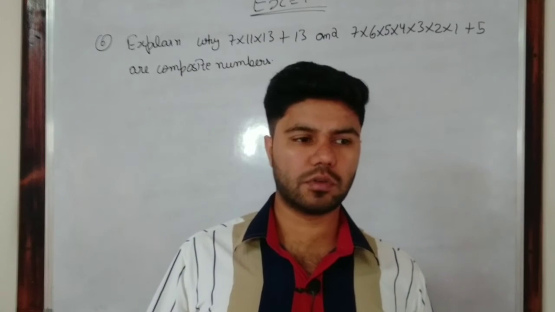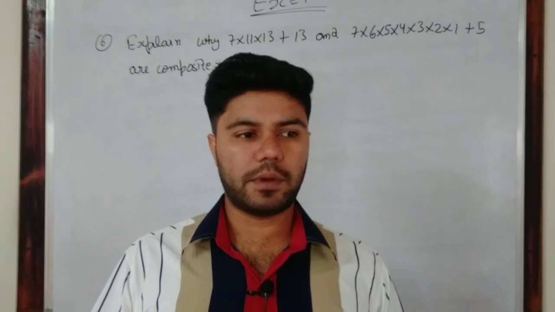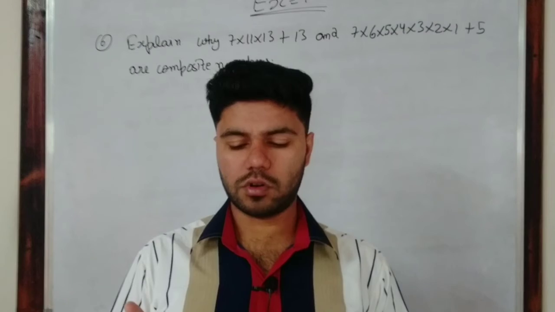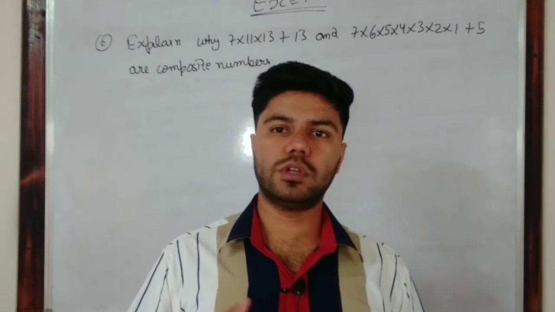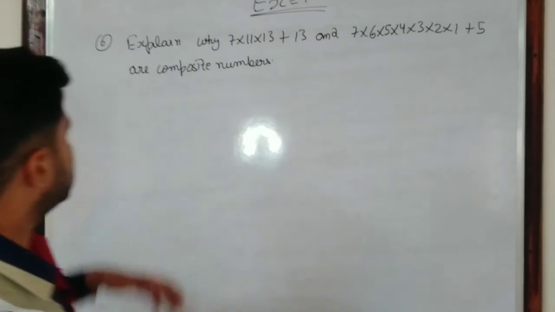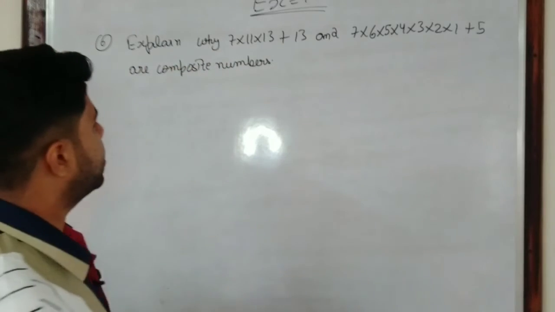Like we say about the 6, if we make the prime factors of 6, it is divisible by 1 and 6, and apart from that by 2 and 3 also, so it is a composite number. In a similar way we have to show that these are composite numbers.